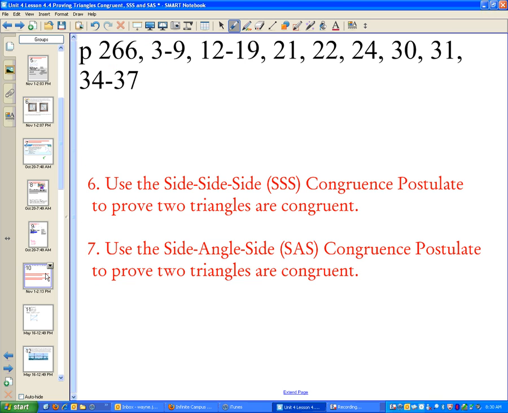All right. So on page 266, we'll do 3 through 9, 12 through 19, 21, 22, 24, 30, 31, 34 through 37.